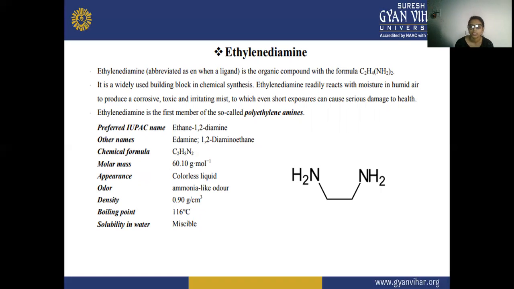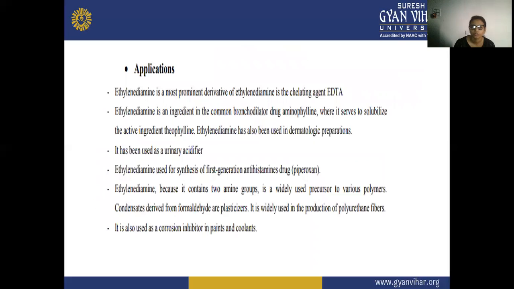And the appearance is a colorless liquid, the odor is ammonia-like, and the density is 0.90 gram per centimeter cube. And the boiling point is 116 degrees centigrade, and for the solubility in water, it is miscible in water. Next are the uses of this ethylene diamine.